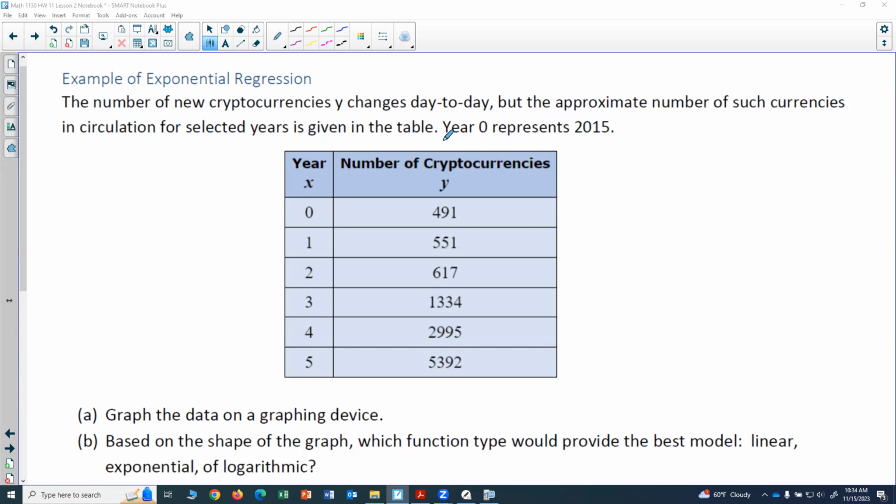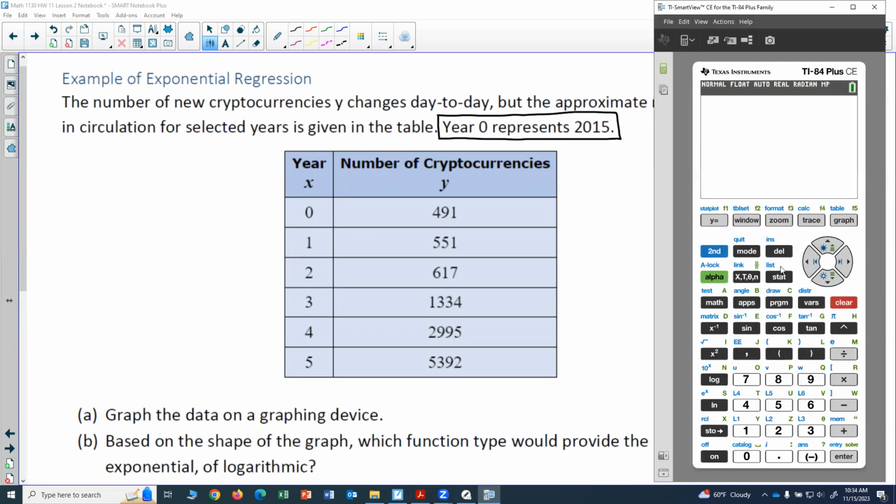So that's always important to note because that will help you adjust what you're plugging in if you are trying to predict for a particular year. So like if I was trying to make a prediction for 2018, I would use an x equals 3 because you're going to count the number of years since 2015. So the first part of the problem says graph the data on a graphing device.